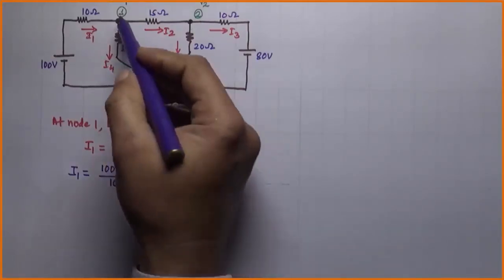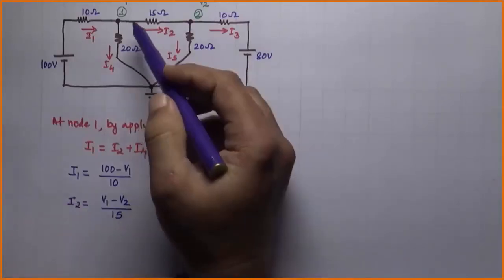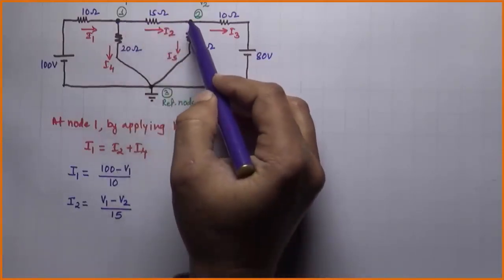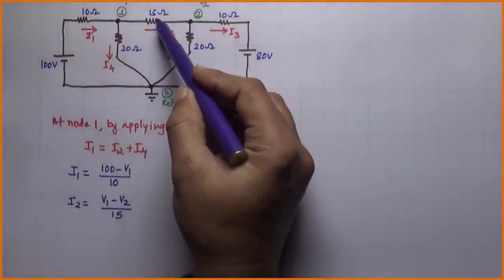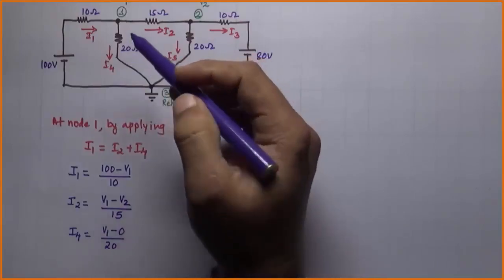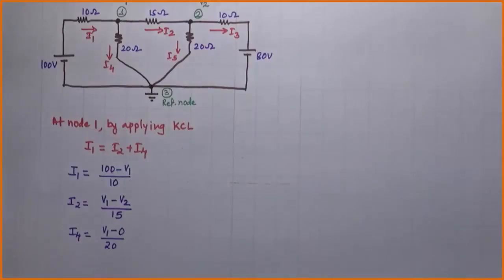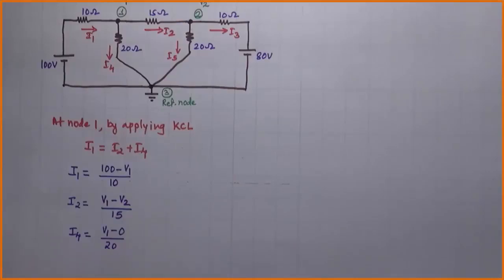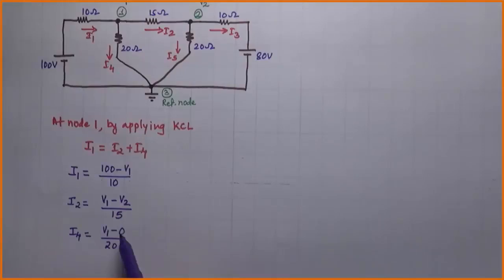100 minus V1 divided by 10. Similarly, I2 can be written as I2 is flowing from node 1 to node 2. Hence, potential difference between node 1 and node 2 is V1 minus V2 divided by its resistance 15 ohm. I4 is current flowing from node 1 to reference node. Generally, reference node potential is considered to be 0 as it is connected to ground. Hence, potential difference between node 1 and node 3 is V1 minus 0 divided by resistance 20.